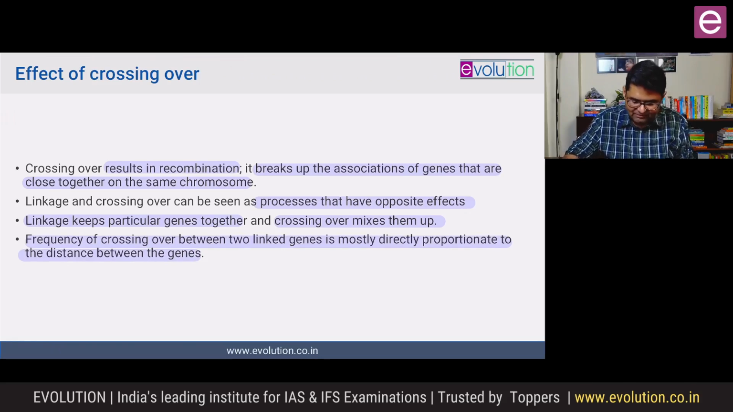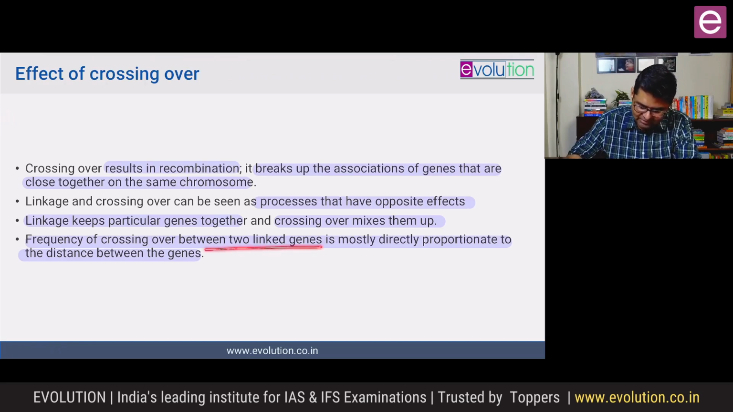Later on, it seems it will happen tomorrow, we are going to see how crossing over frequency is used to essentially determine the distance between the genes. Because what we have just now learned is that the frequency of crossing over between two linked genes is mostly directly proportionate to the distance between the genes. All right, and then you have got this one.